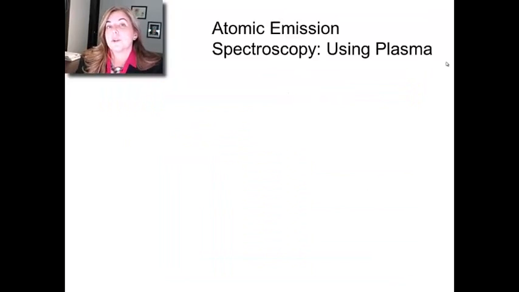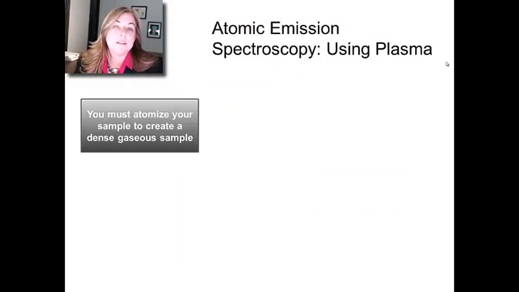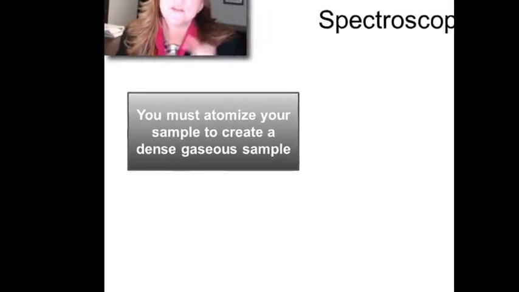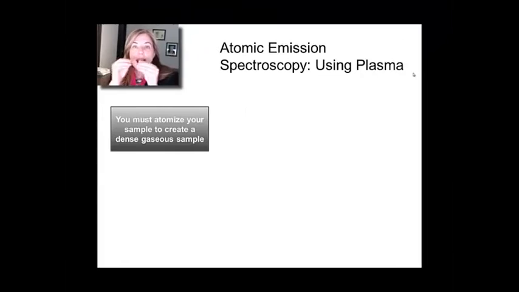So what does a spectrometer look like? Let's go inside the black box. You first have to figure out what the black box has to do. Well, you've got to atomize your liquid sample to create a dense gaseous sample. The more density you have in the gas form, the better your signal, because you want as many atoms emitting that light so you can collect a lot of that radiation.